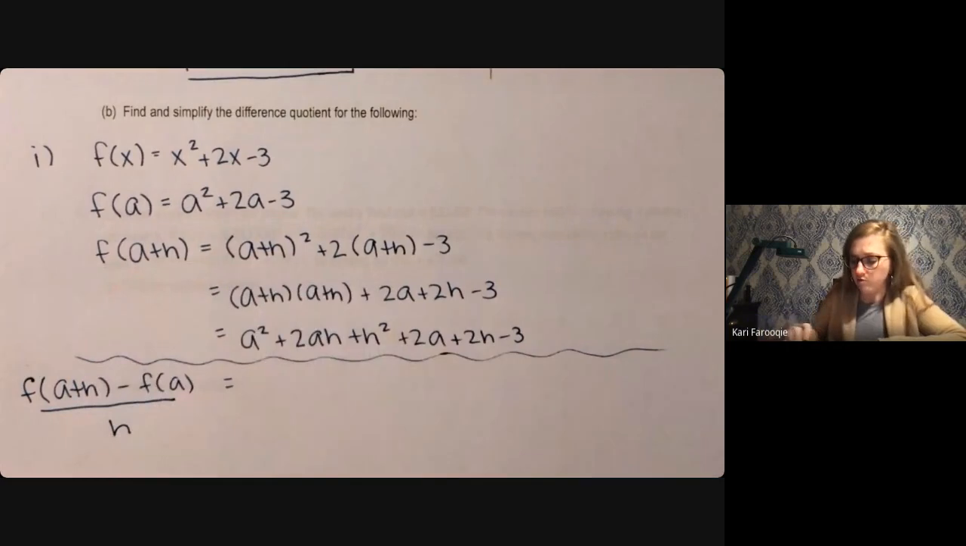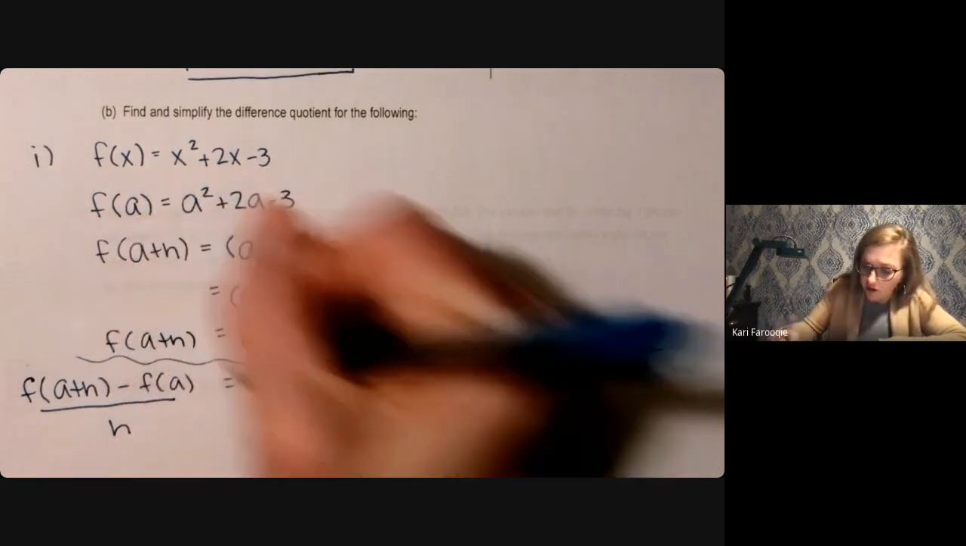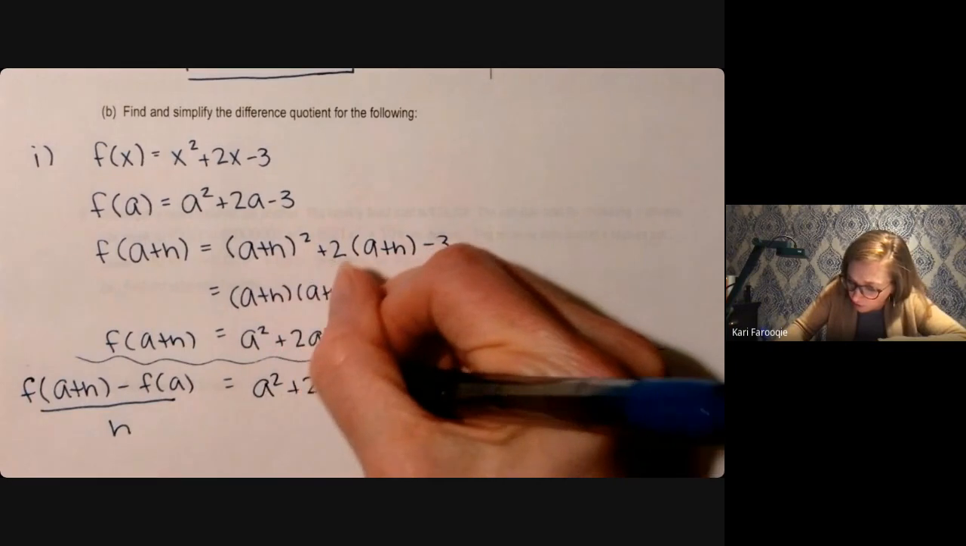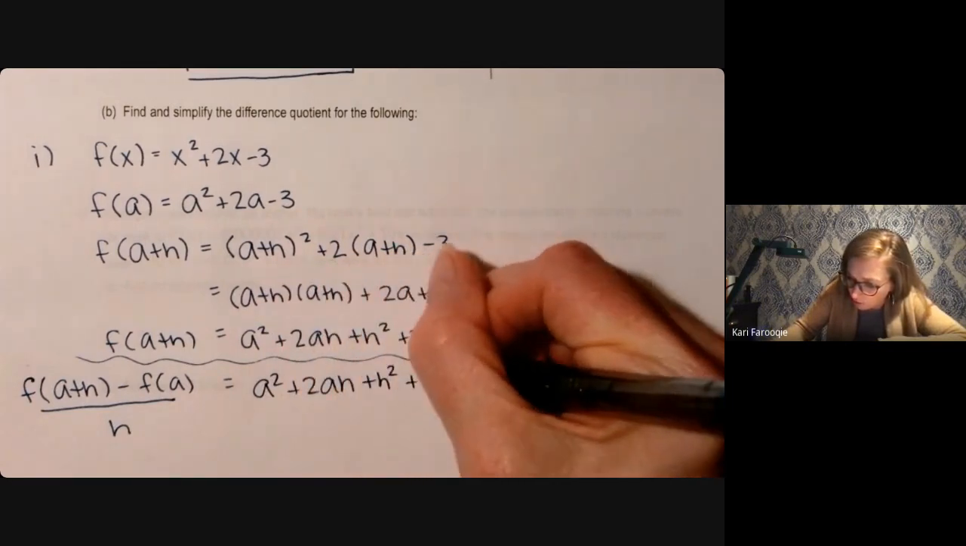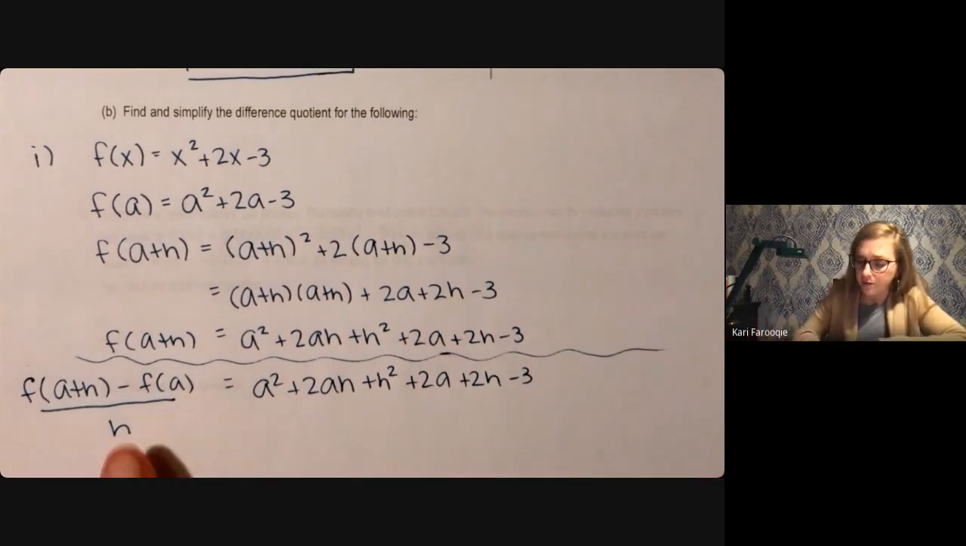So what I'm going to do now is start filling everything into this formula. I already said that f of a plus h was this quantity, a squared plus 2ah plus h squared plus 2a plus 2h minus 3. And now we need to subtract off f of a.